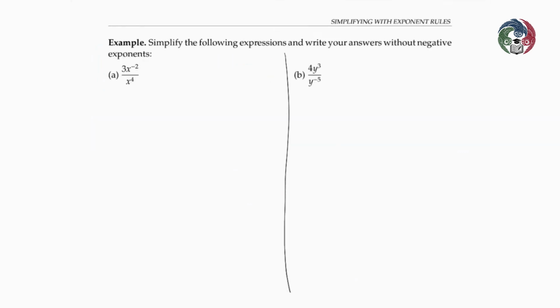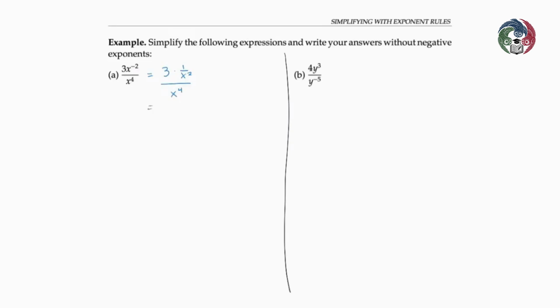For our first example, we want to simplify 3 times x to the minus 2 divided by x to the fourth. There's several possible ways to proceed. For example, we could use the negative exponent rule to write x to the minus 2 as 1 over x squared. All that gets divided by x to the fourth still. Notice that we only take the reciprocal of the x squared. The 3 stays where it is, and that's because the exponent of negative 2 only applies to the x, not to the 3.